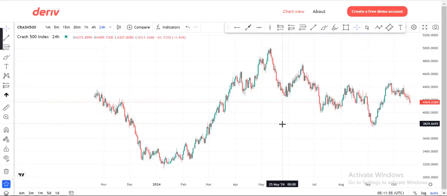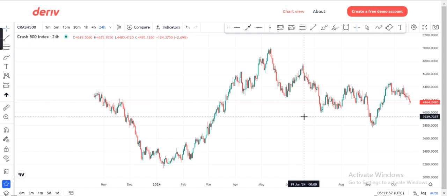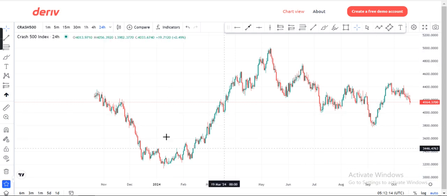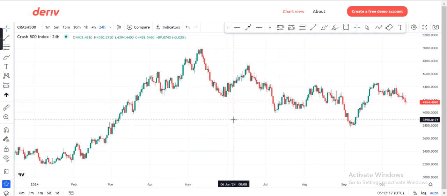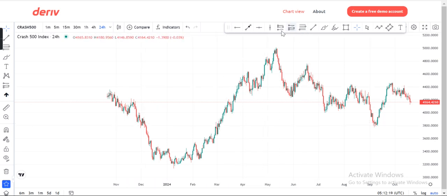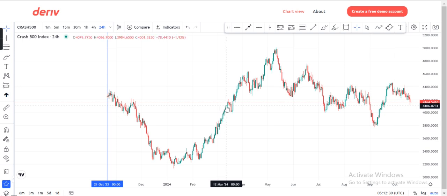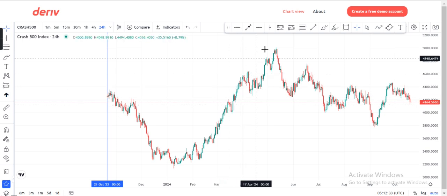And today I'm actually going to be talking about the Crash 500 pair. Now on this Crash 500 pair, we are currently on the 24 hours time frame. On the 24 hours time frame, we can see the highest point of chart that Deriv has been able to show us on TradingView is basically October 2023. So now we would simply make good use of that information.